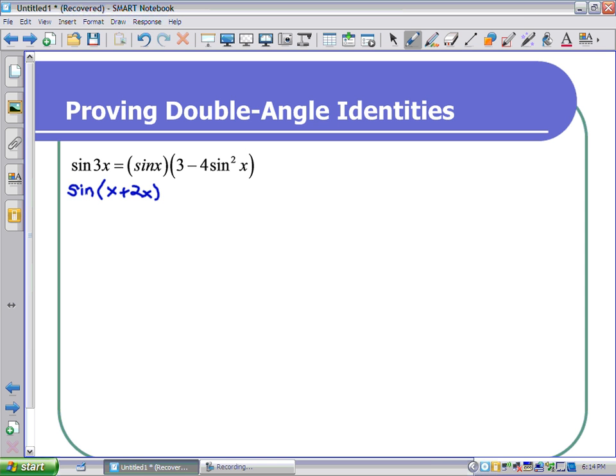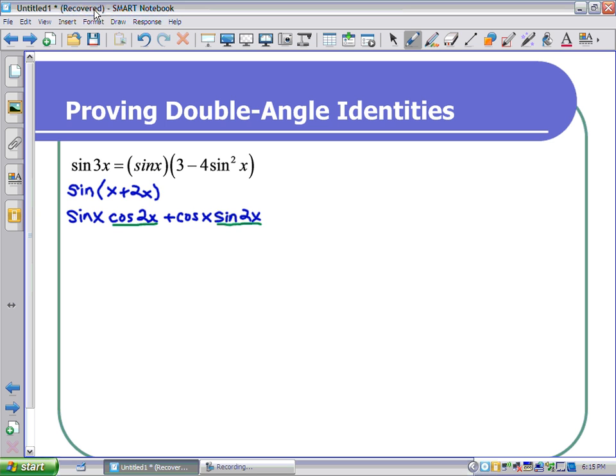And then using those sum and difference identities, I'm going to rewrite using the formula here: sine of the first angle, times cosine of the second angle, plus cosine of the first angle, times sine of the second angle. And now we're going to use our double angle identities and replace the cosine 2x and replace the sine 2x. If you look at the right-hand side of the equation up here, we're left in only terms of sine x.